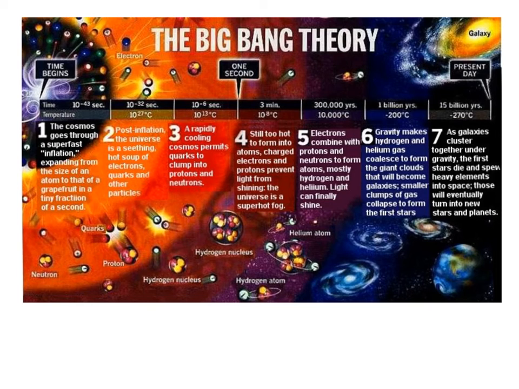In the first billion years, gravity is going to make these hydrogen and helium gas coalesce to form these giant clouds that will become galaxies and stars, and we'll see these nebulae basically forming. And after about 15 billion years, our galaxies cluster together under gravity. These first stars are starting to die. Heavy elements are thrown out into space. And this is how we get into our present day.